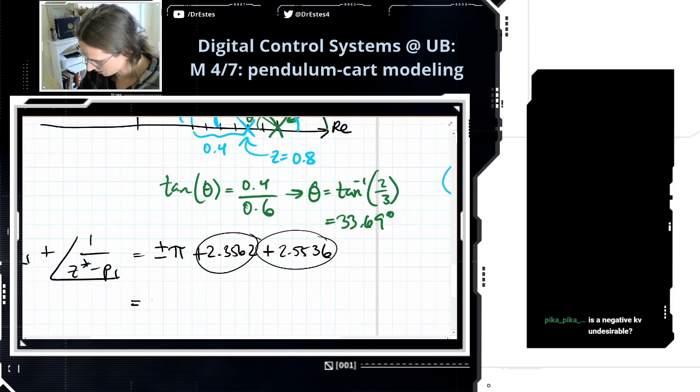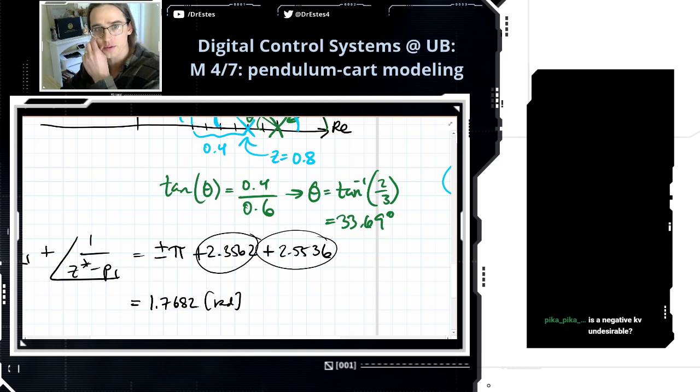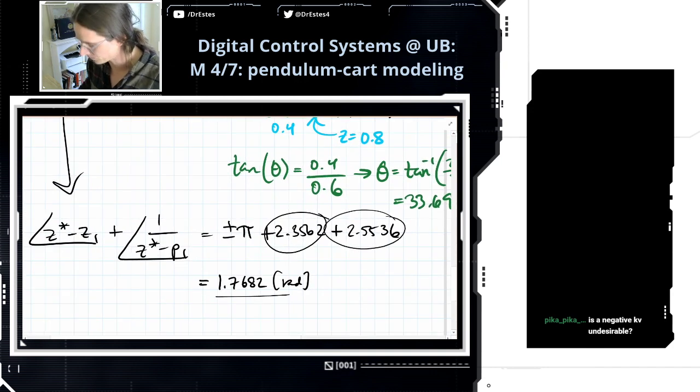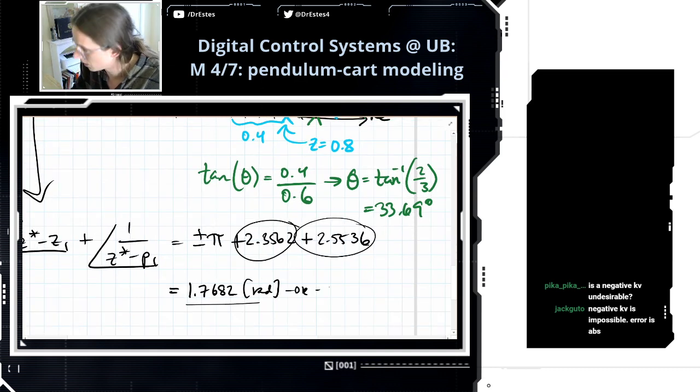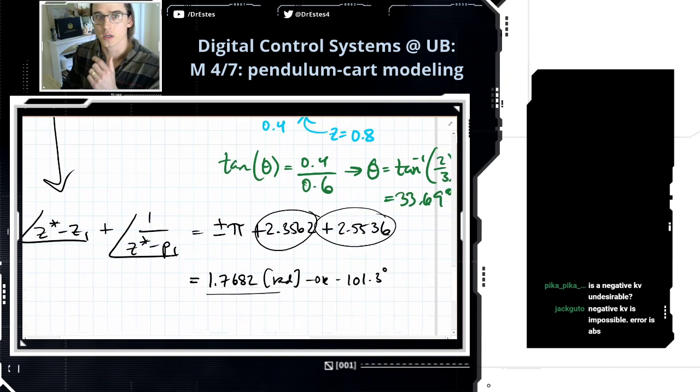So I'm just going to put this is equal to 1.6827 radians, because the other number that I got that was larger is the same angle. This is just a smaller number. And if I convert this to degrees, just for giggles, it's 101.3 degrees.